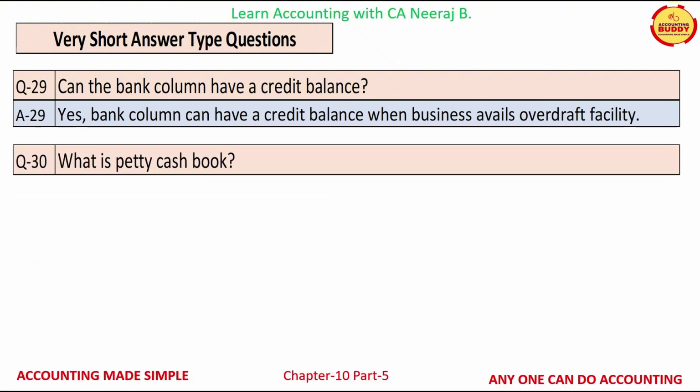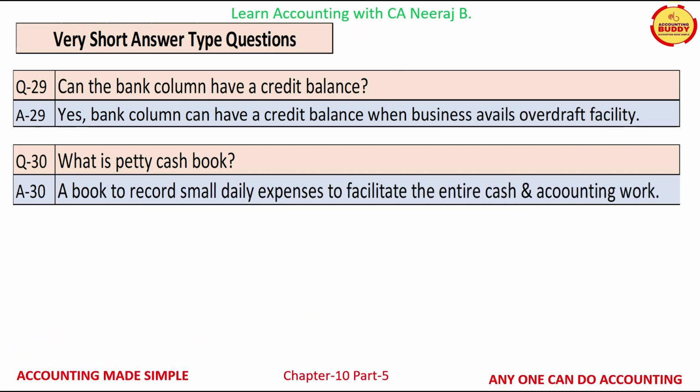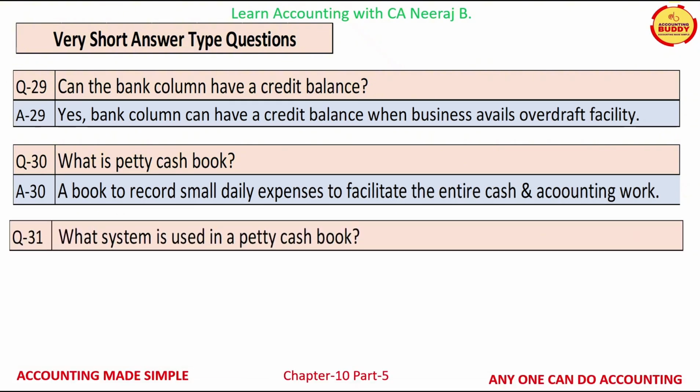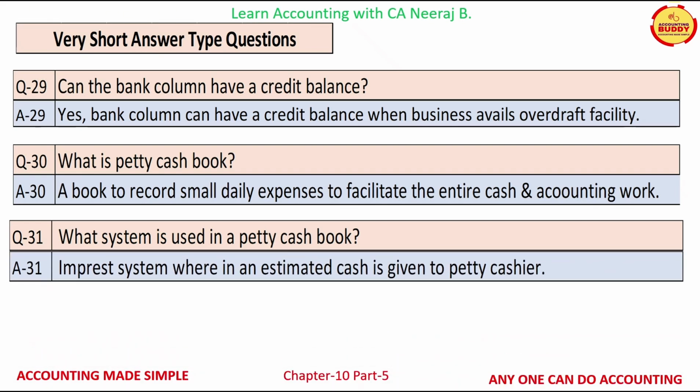Question number 30, what is petty cash book? And the answer is a book to record small daily expenses to facilitate the entire cash and accounting work. Question number 31, what system is used in a petty cash book? And the answer is Imprest system where an estimated cash is given to the petty cashier.